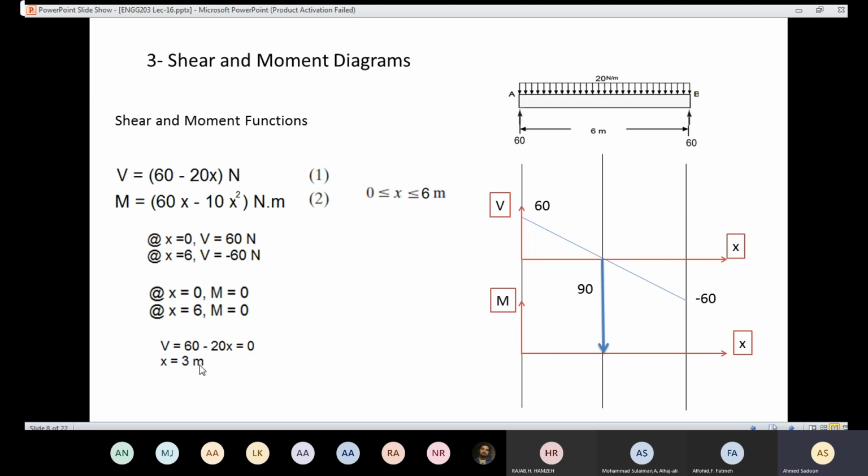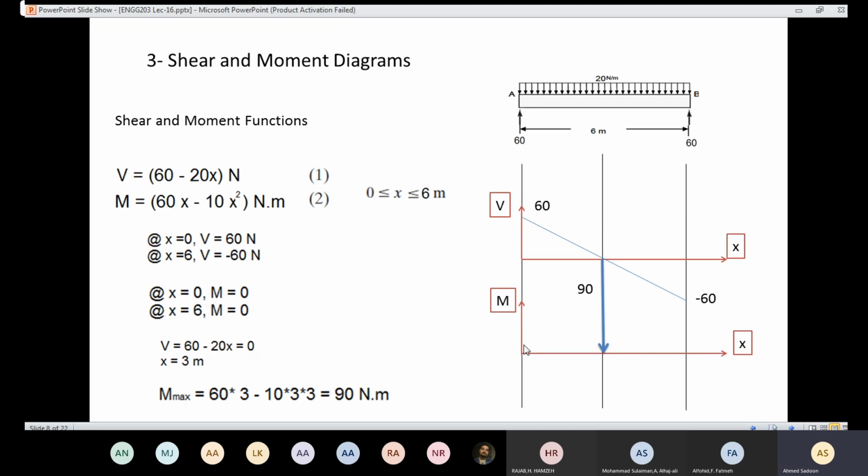So I'm going to substitute 3 in that formula to know the value of the moment. If you substitute 3 meters into x, the formula comes out to be 90 Newton meter. So the value of the moment when x equals 3 is going to be 90. So this point is 0, this point is 90, and the value at the other end is 0.